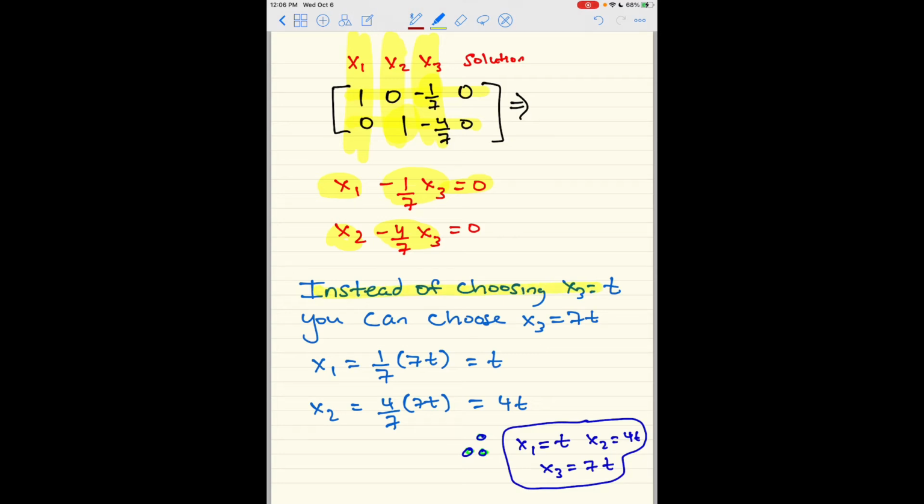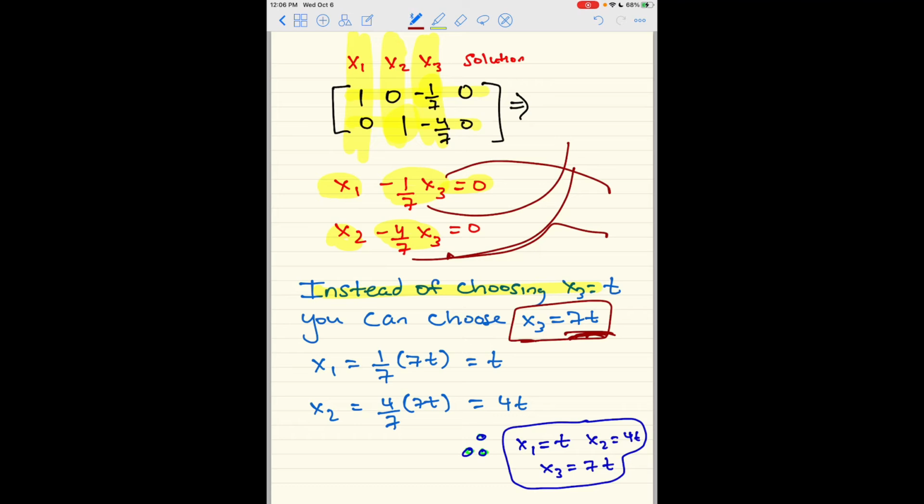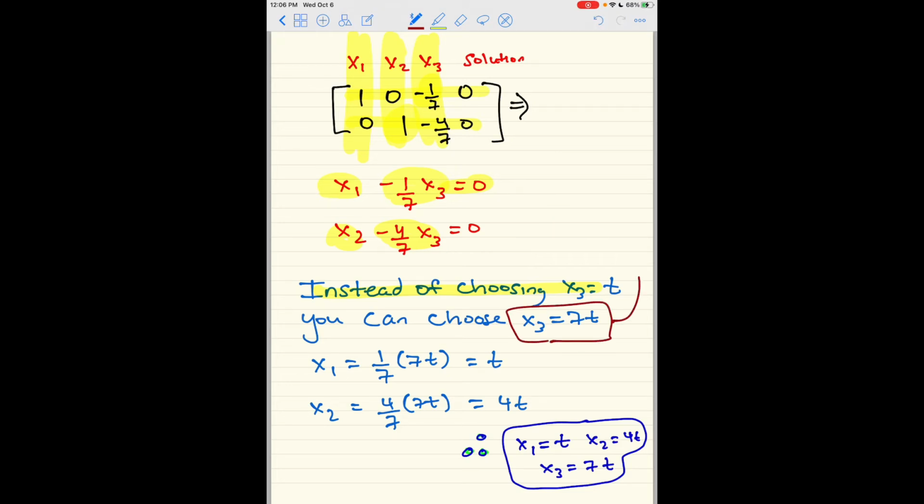So instead of choosing X3 to be t, because that's what we typically would do, and then we would write the other 2 variables in terms of t, I'm going to choose X3 to be 7t. The reason why I chose 7t is because I want to get rid of this 7 and make it nice. So if I choose x3 to be 7t, then what would happen for x1? Well, put 7t back in here. Negative 1/7 of 7t is just negative t. Add it to the other side, you get t. Put the 7t in here, you get x2 minus 4/7 times 7t is minus 4t. Add that to the other side, you get this. x1 equals t, x2 equals 4t, and x3 equals 7t.